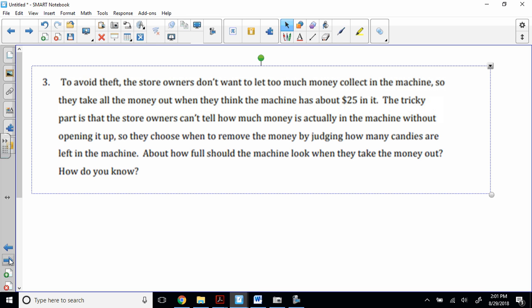The tricky part is that the store owners can't tell how much money is actually in the machine without opening it up. So they choose when to remove the money by judging how many candies are left in the machine. About how full should the machine look when they take the money out? Okay, he says a fourth full. Why? No, he's got to explain his thoughts.